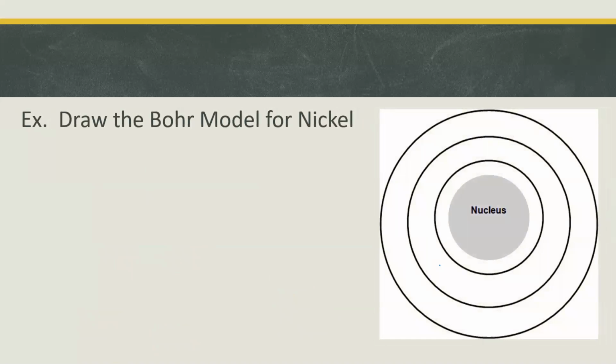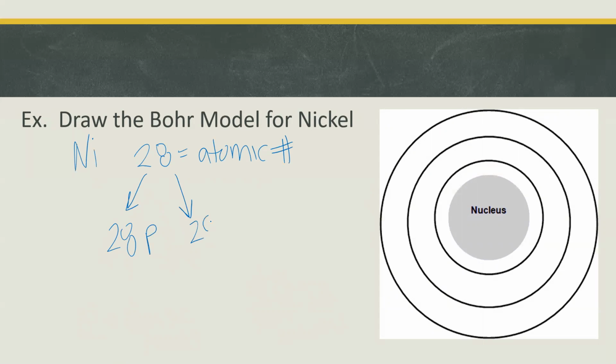Okay, Bohr model for nickel. Nickel is Ni. It's important that you have the right symbol, find the right one on the periodic table. Its atomic number is 28. So this means it has 28 protons and 28 electrons.